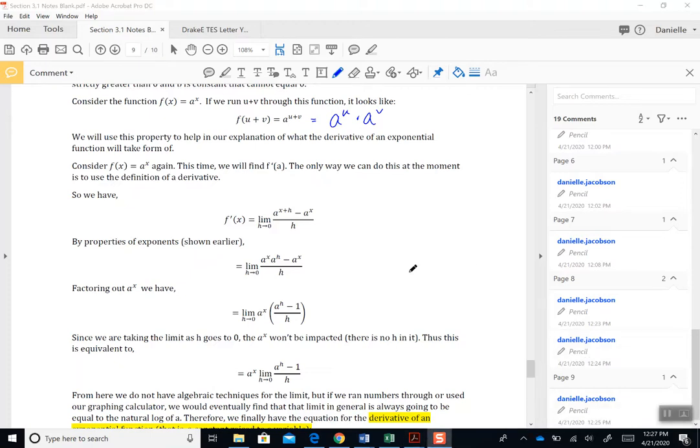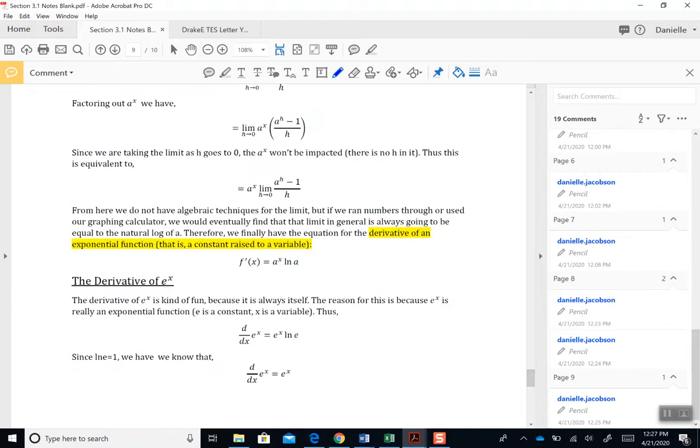Since the limit does not impact that a to the x, what we can do is pull the a to the x out in front of the limit, and then we're left with the limit as h goes to 0 of a to the h minus 1 over h. There's not honestly a real nice simple algebraic way to get that out of it. I think I had to prove that formally in grad school, and it was a real you-know-what.